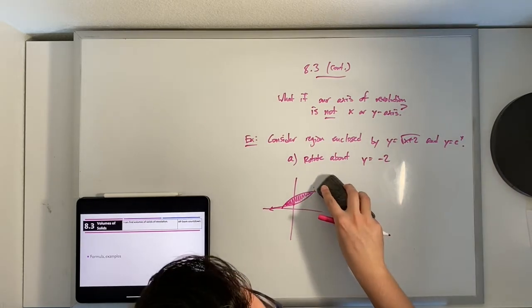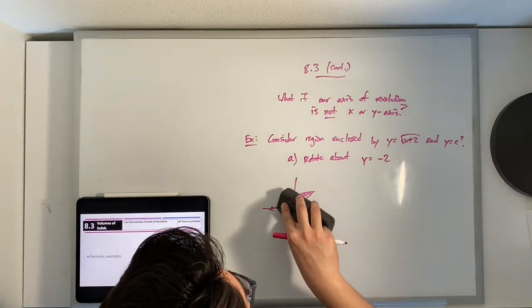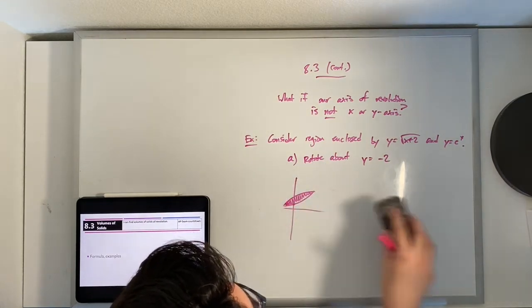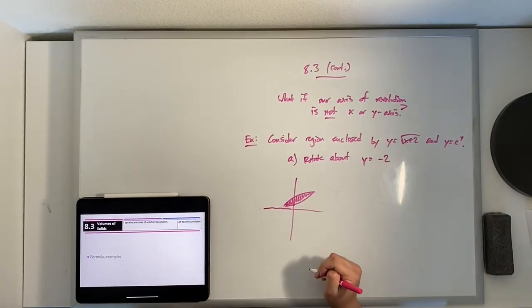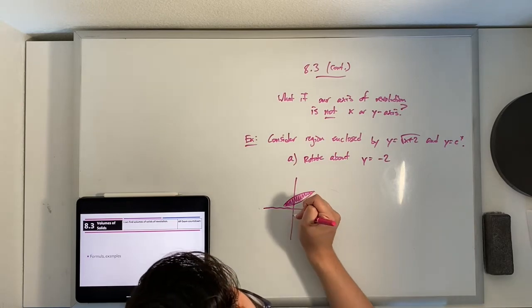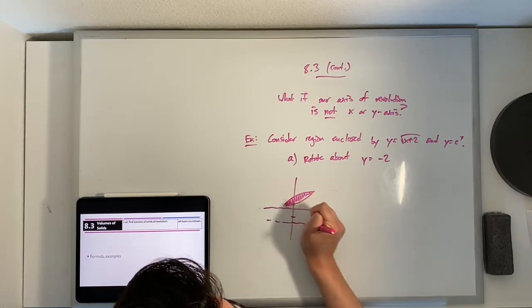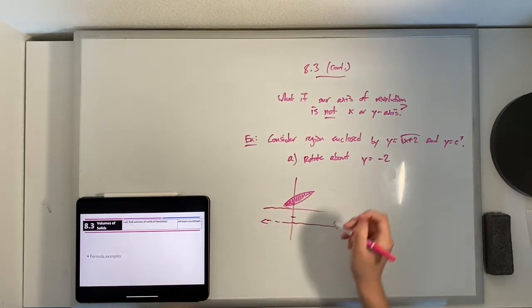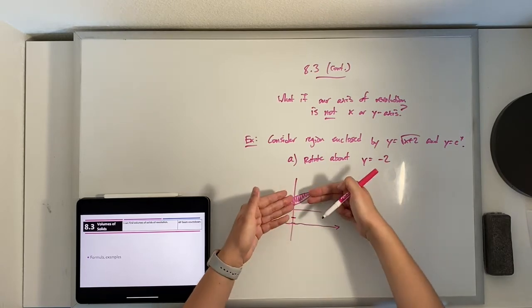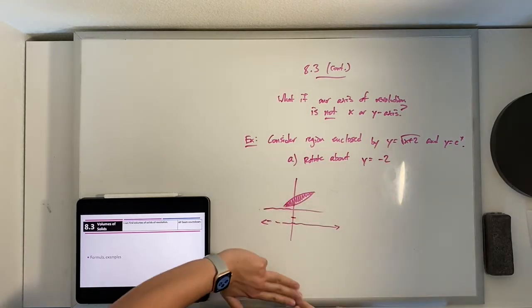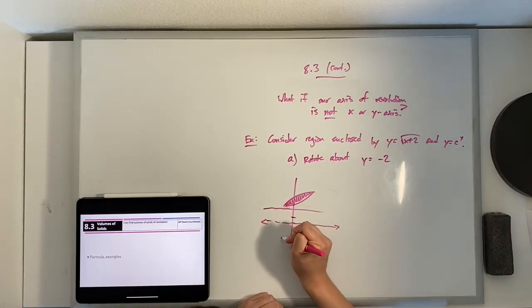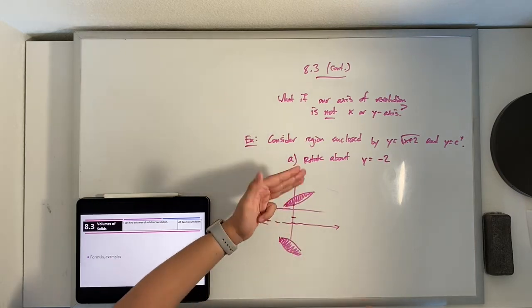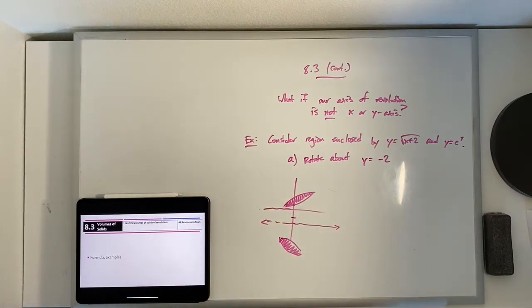And I'm going to erase the rest of our graph. We are rotating this about the line y equals -2. So take this shape, and it's coming up out of the board, rotating around this line. And that's where it goes back into the board once it's on the other side of this line.